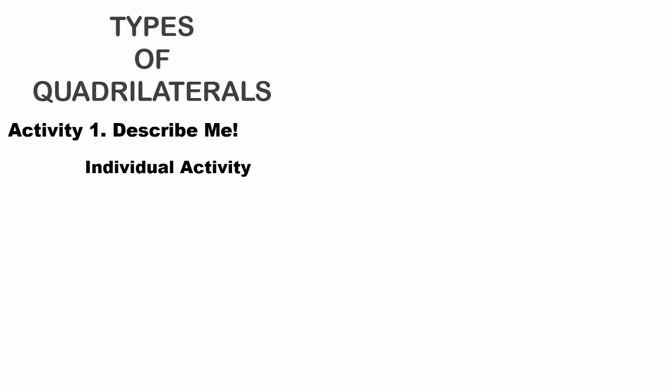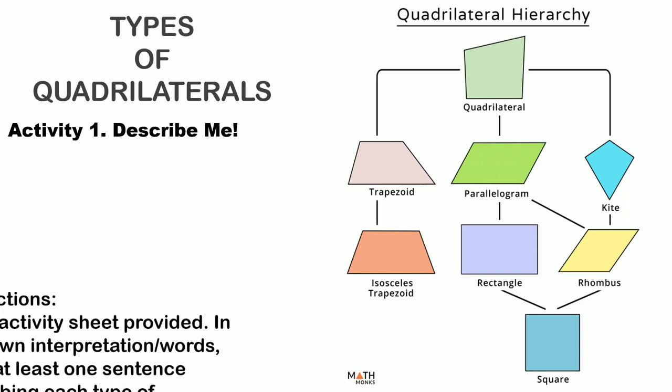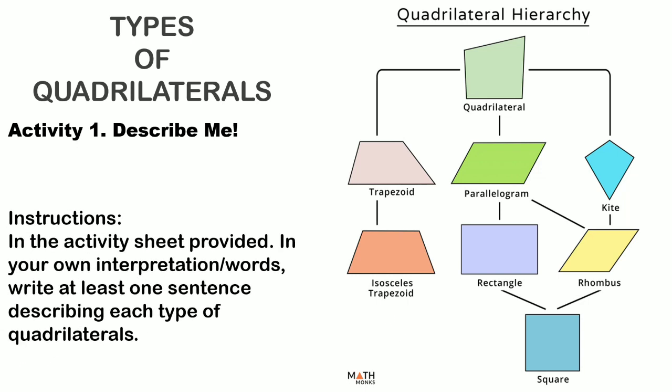So this activity is called Describe Me. I have here the quadrilateral hierarchy. So first quadrilateral, then yung mga types ng quadrilateral. The instruction is, in this activity, you will have to give your own description, at least one sentence, and you have to describe each type of quadrilateral. Anong masasabi mo sa each type ng quadrilateral? Ano ang madidescribe mo sa each type of quadrilateral? You can pause, you can take a moment to think of your answer. Okay, sige, let's check if tama ba yung mga sinagot mo or if your answers are correct.